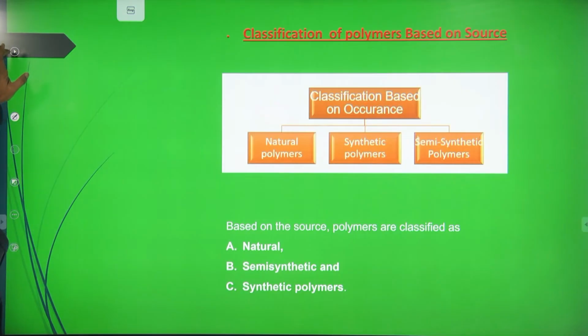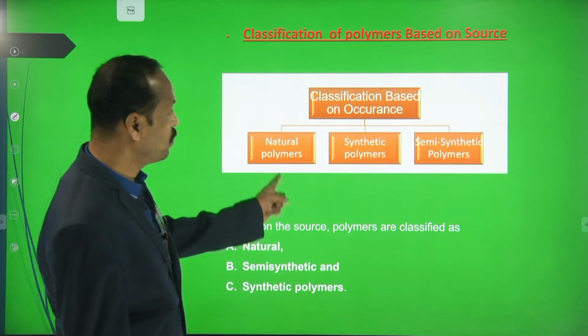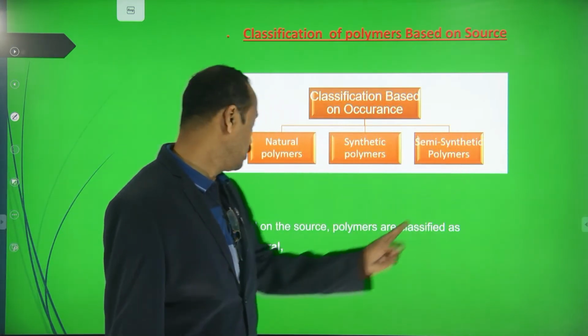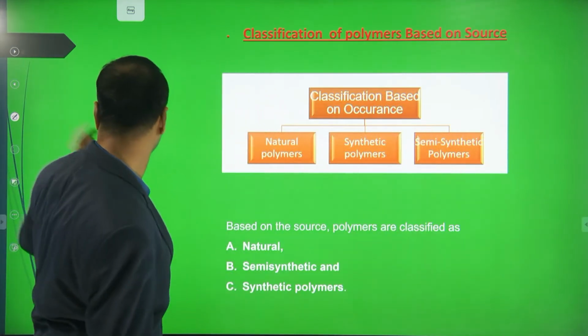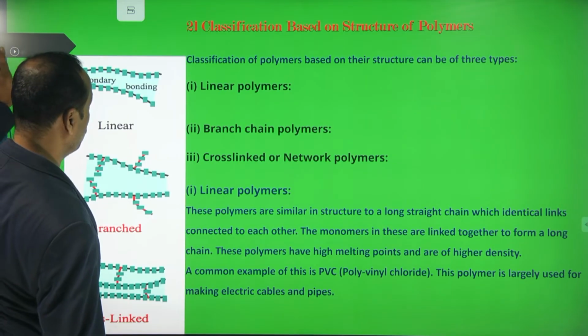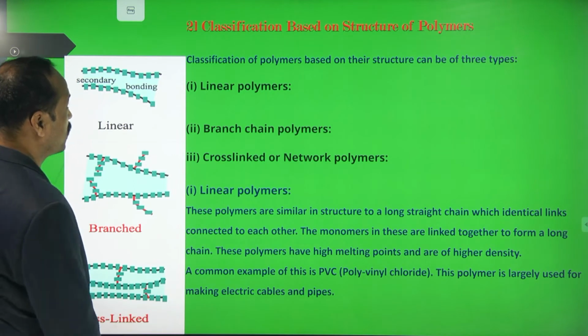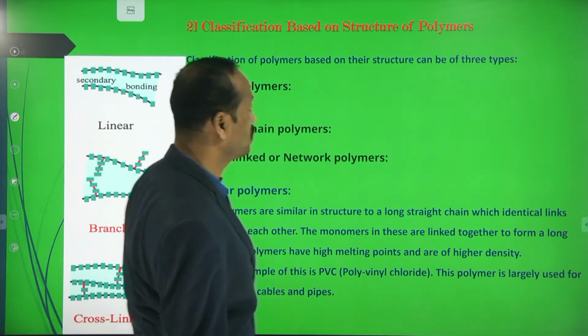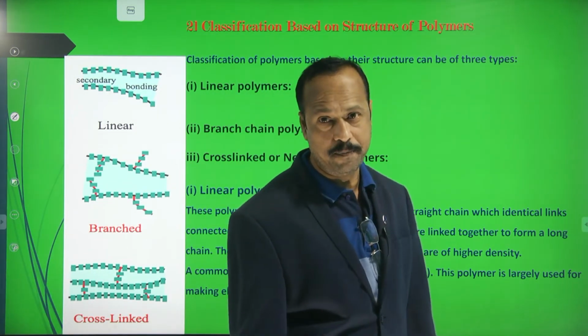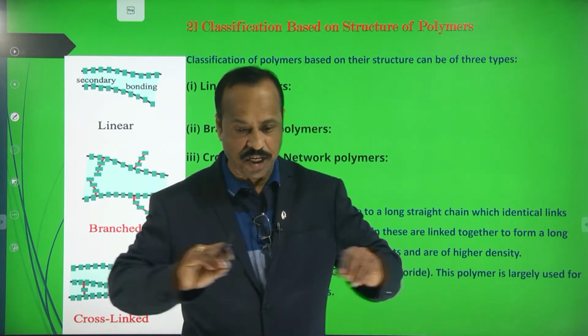Right. So in the last class we discussed the classification based on occurrence: natural polymers, synthetic polymers, and semi-synthetic polymers. This note is missing, but however, we discussed it. Now, the second one we are going to discuss today is the classification based on the structure of the polymer. Structure means shape.